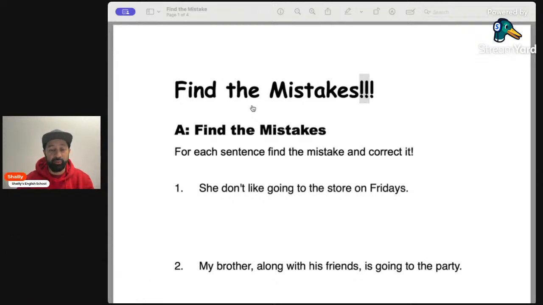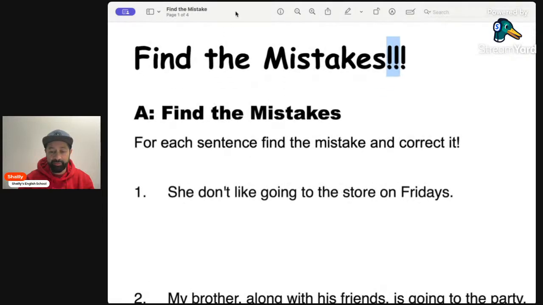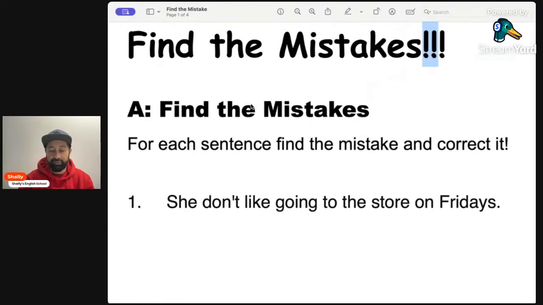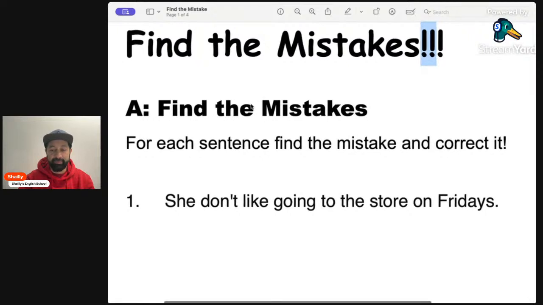All right, so let's look at the very first one here. And I'm going to try to zoom this in a little bit more so you can see it. All right, we're going to focus just on the first one. The first one says, she don't like going to the store on Fridays. She don't like going to the store on Fridays. So there is a mistake in this sentence. So I'd like you to find the mistake.